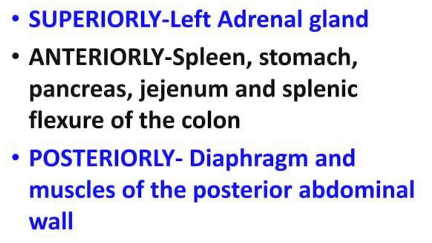For the left kidney, the superior part is the adrenal gland, and the anterior part is the spleen, stomach, pancreas, and jejunum. Then the posterior part is connected with the diaphragm and the abdominal wall.